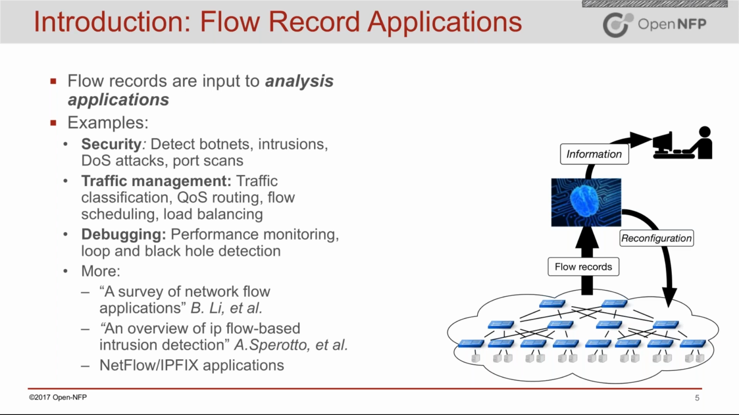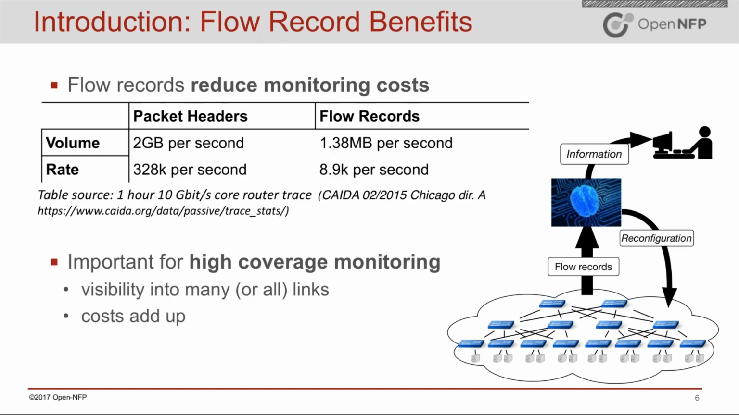Now, the reason why flow records are widely used from the application perspective is because they're efficient. They reduce the cost of your monitoring infrastructure. So if you look at the size and the rate of flow records that you have to analyze compared to something like packet headers, the volume and the rate of flow records is much lower because flow records are more compact than packet headers, and also because new flow records arrive at the analysis application at the same rate as flows, which arrive orders of magnitude less frequently than packets.